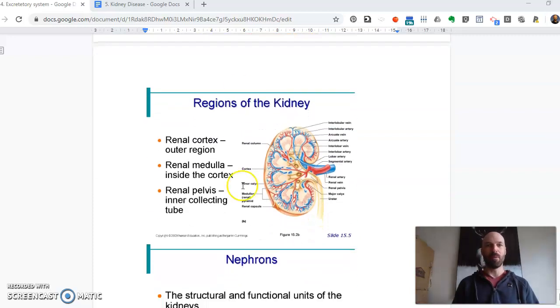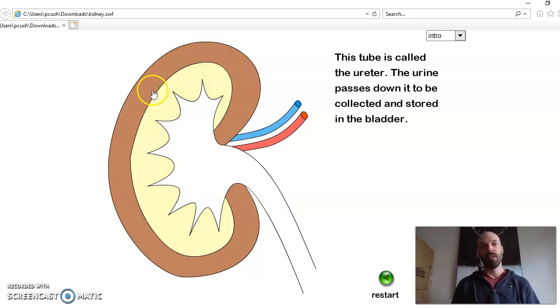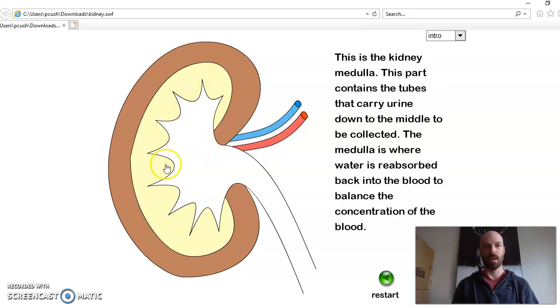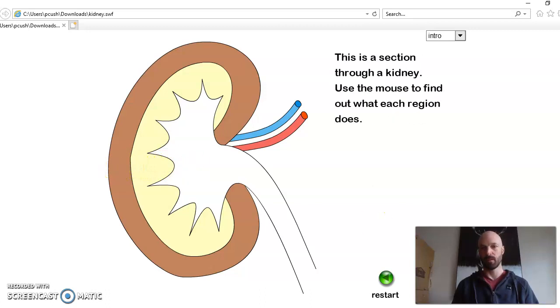The different parts of the kidney. I'm going to switch over. Different parts of the kidney: you have the outer part, which is the renal cortex. Then you have the medulla, and then you have the pelvis. Now when we click on that, it's just going to tell me that.